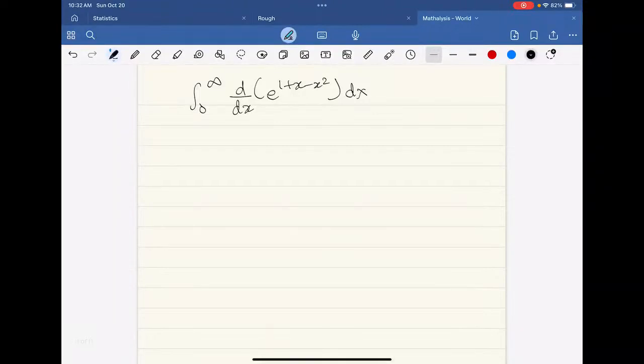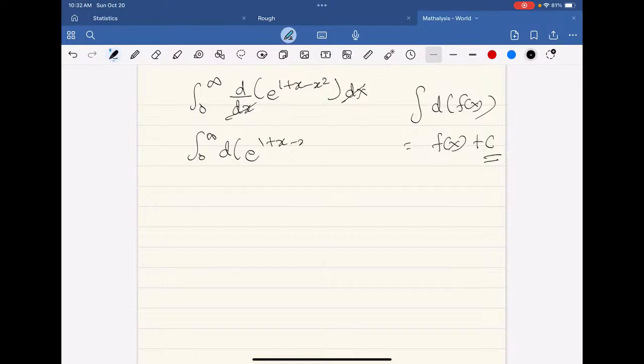Now you might know that if there's an integral of a differential element of f of x, this will just be f of x plus a constant c, right? So we'll use that. Though it's not technically good, we can cancel the dx. Now it's just the integral of the differential element of 1 plus x minus x square. If there's a differential element of f of x, it will just be the same function. So this will just be e to the power 1 plus x minus x square evaluated from 0 to infinity.